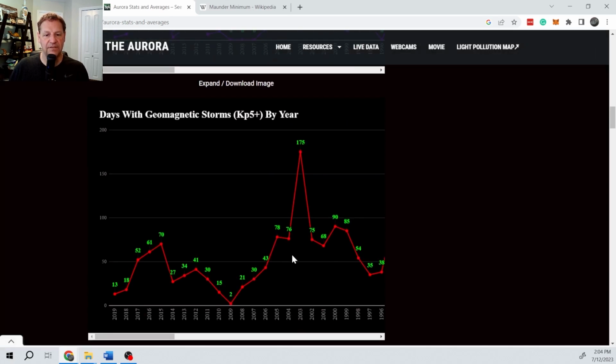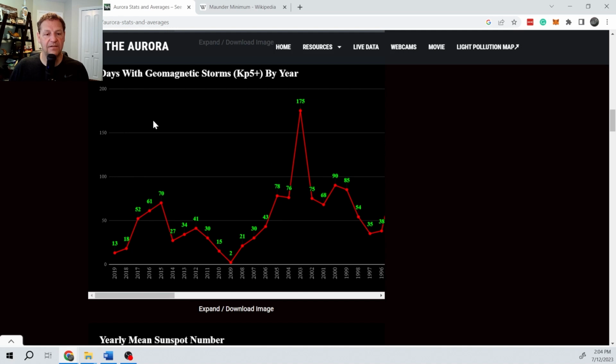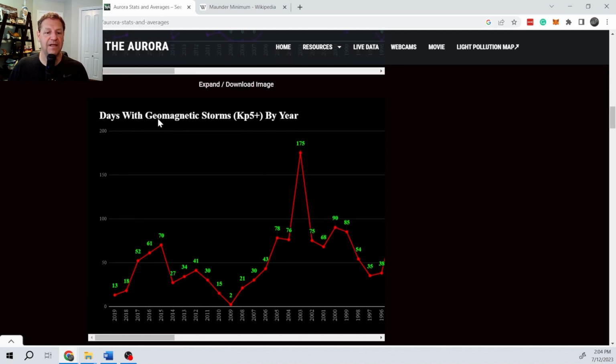Also on here is the geomagnetic storms KP5 plus by year. So this is the number of days in that year when there was a KP5 geomagnetic storm. Now that might not happen at night, but that's still a lot of days. 175 is approximately half the days of the year that had a geomagnetic storm in 2003. That'd be a good year for hunting aurora.